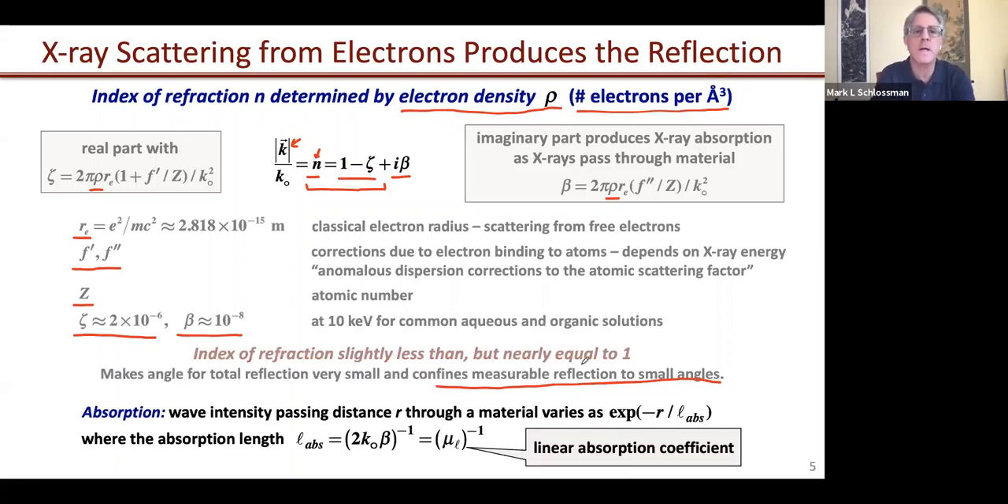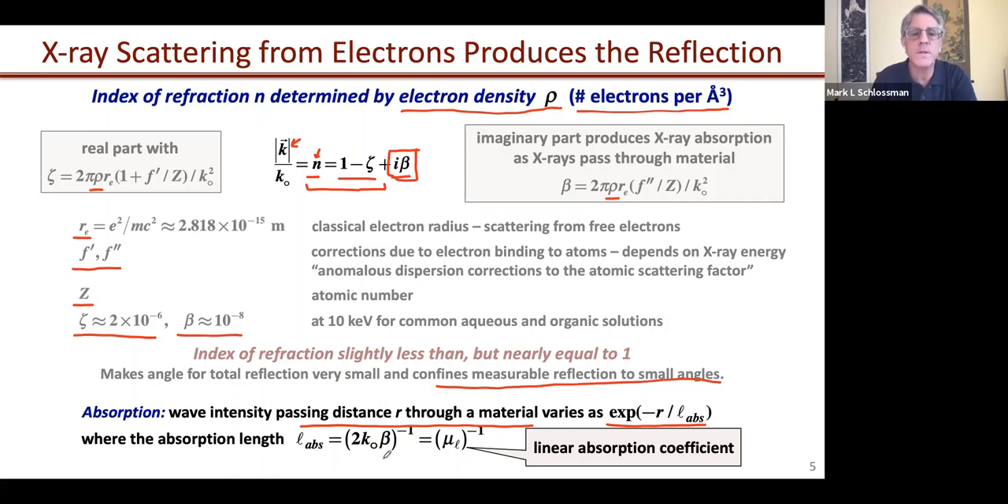Now, before we pass to the next part of this, let's talk a little bit about absorption. So this imaginary part, i beta, is providing you with the absorption. Absorption, of course, refers to the fact that when you have some sort of X-ray wave passing a distance r through a material, the intensity varies exponentially. It's reduced because the material absorbs some of the X-rays. It's reduced by minus the distance it travels divided by this absorption length.